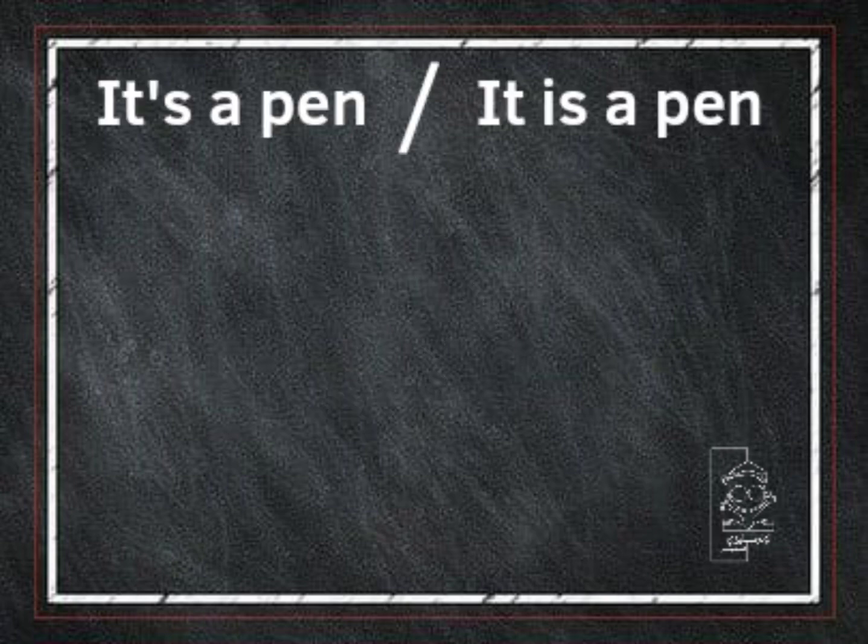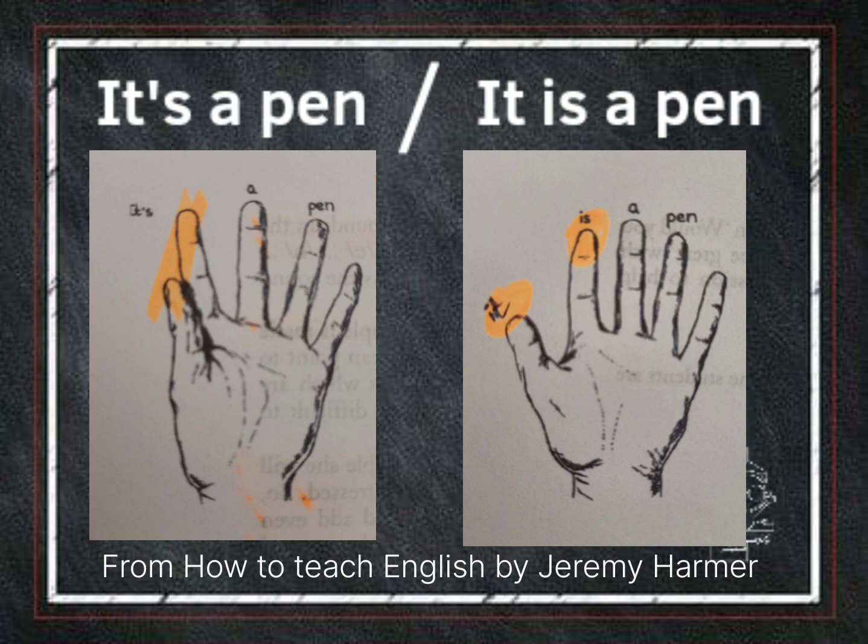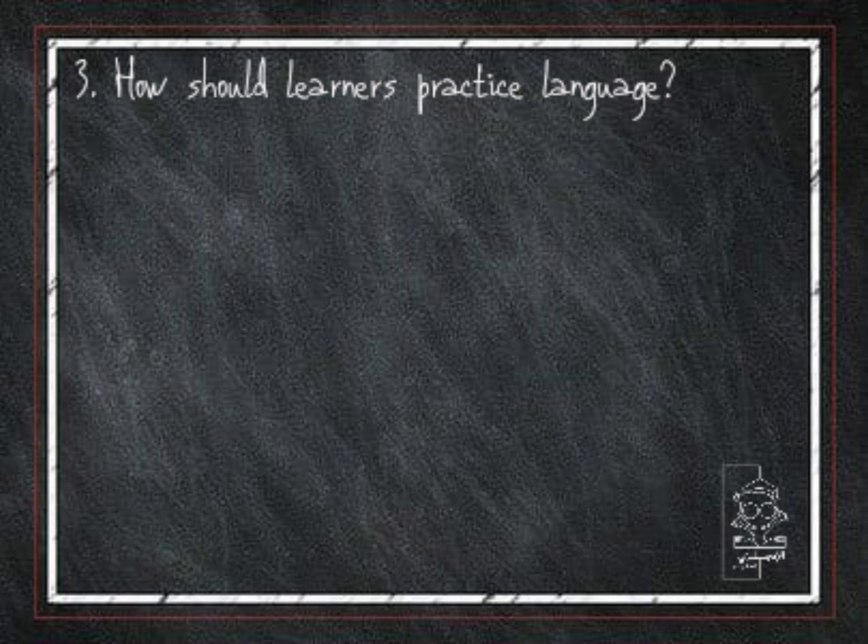It's a pen or it is a pen. Both forms need to be clear in the learner's minds. This can easily be demonstrated with hand movements and gesture. An example: you point to your fingers in turn, giving each finger a word. It is a pen. Then you bring the first two fingers together to show the contraction. It's a pen.